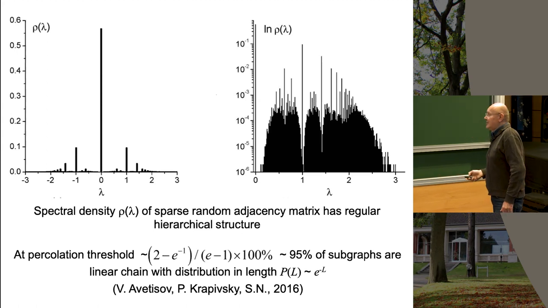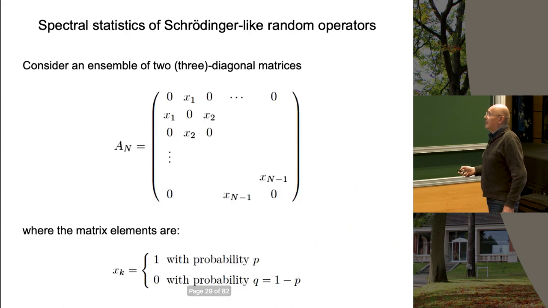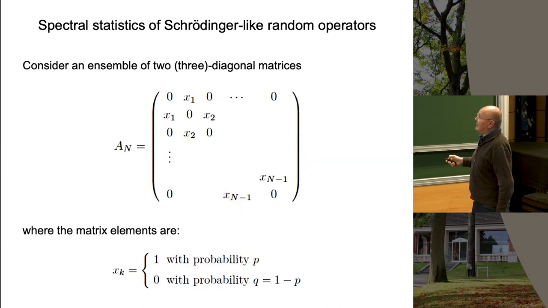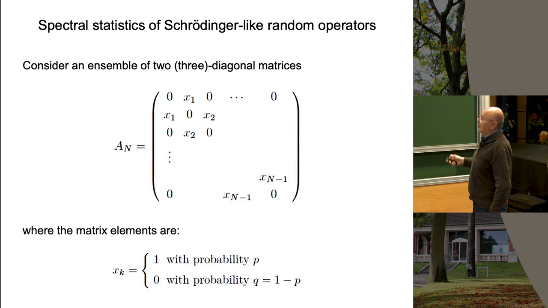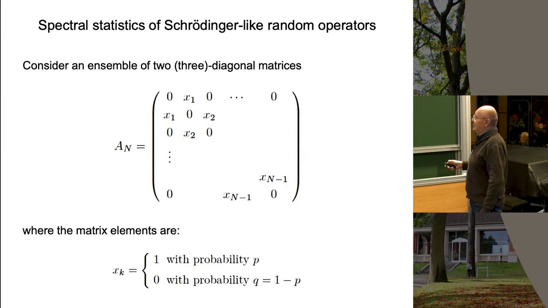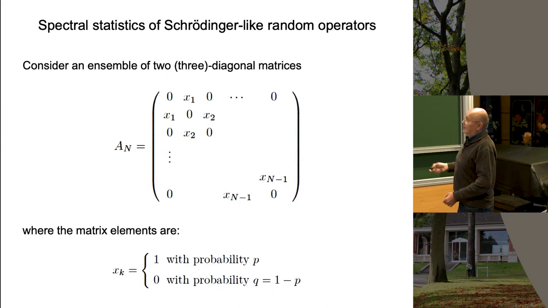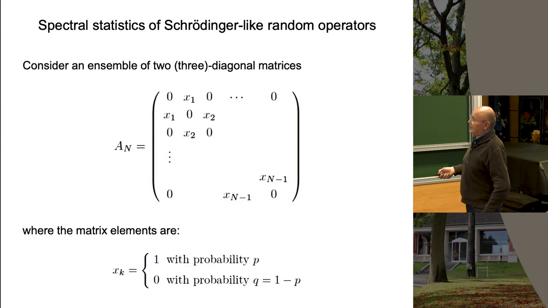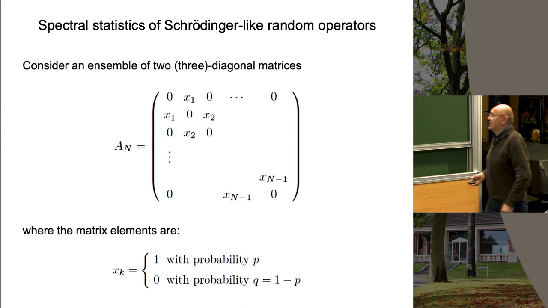And if we have these linear chains, then we end up with the following problem. We can mimic this ensemble of linear chains in the following way: a single adjacency matrix. We have a two-diagonal adjacency matrix where each x independently can take values 0 or 1, with probability p for 1 and probability 1 minus p for 0. And this generates just the ensemble of linear chains, and because the ensemble is exponential, this is consistent with the fact that all these x's are independently distributed.